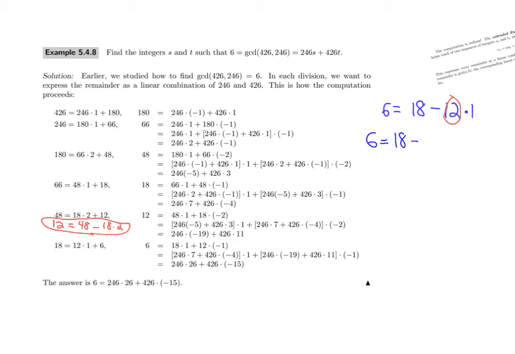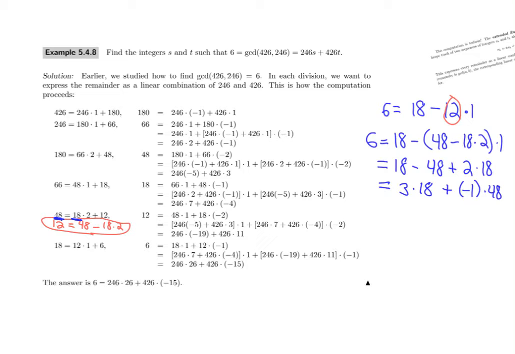So when we plug that in for 12, what we have in the next step is that 6 is equal to 18 minus 48 minus 18 times 2 times 1, which is 18 minus 48 plus 2 times 18. I didn't multiply the 2 times 18 because I want to keep track of my 18s and my 48s at this step, which means I have 3 times 18 plus -1 times 48.